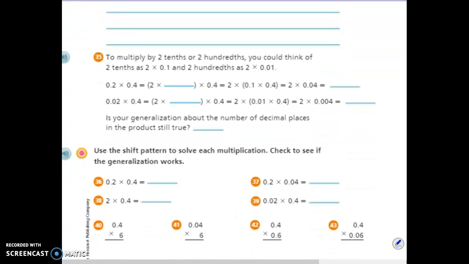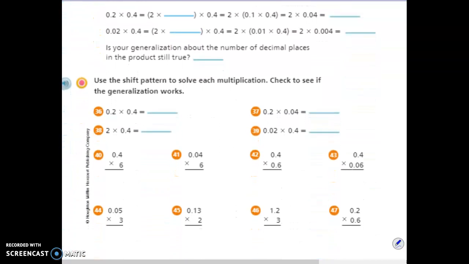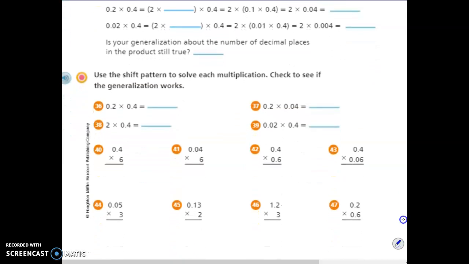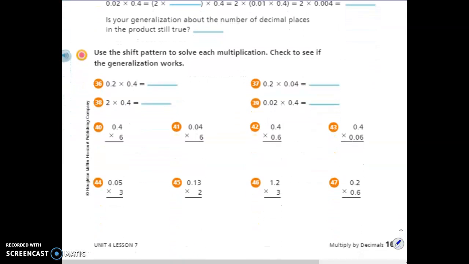All right, let's go on to the next page, and we're going to skip this top part, and we're going to go down to this problem right here, and we're going to use what we learned about multiplying to put in the decimals. Okay, so number 36, a little different than we've done before because there isn't any 1 here. First thing we're going to do, we're going to ignore the decimal. We're going to pretend like it's not even there. So what's 2 times 4? 8. Put your 8 down.